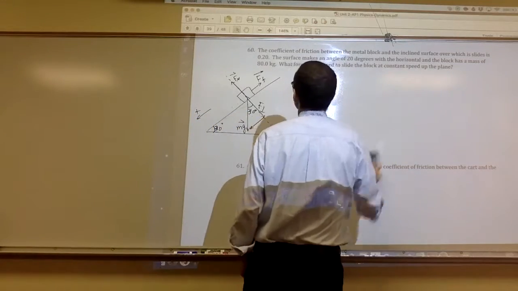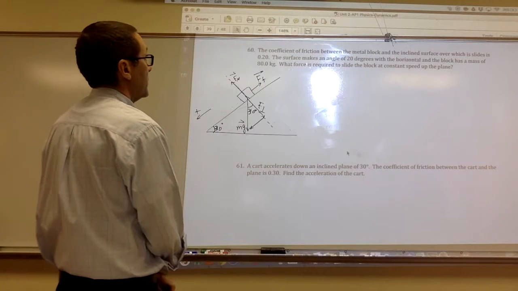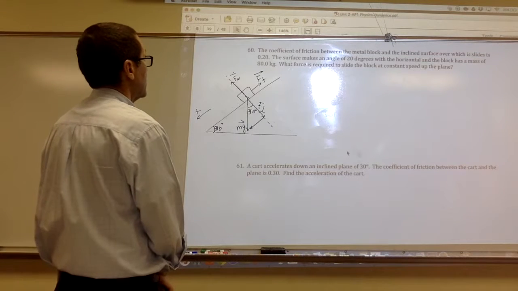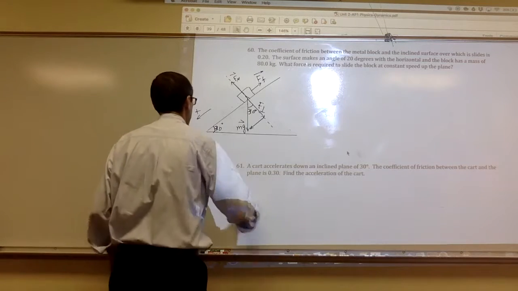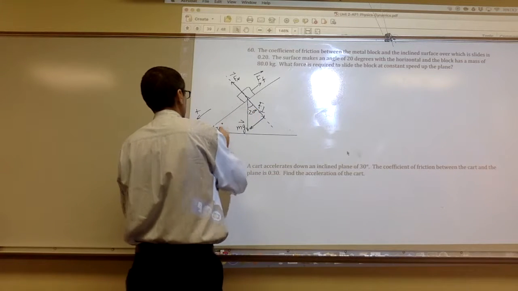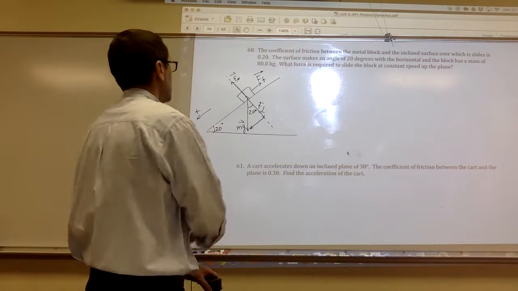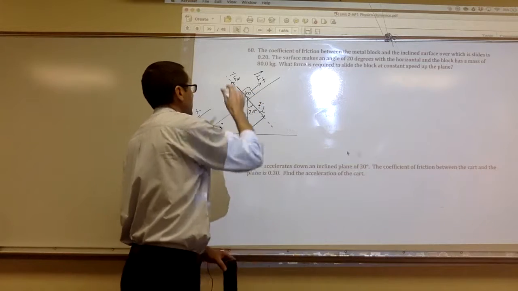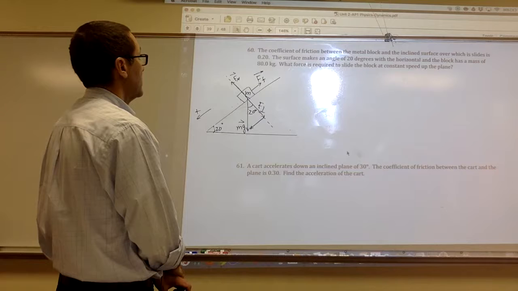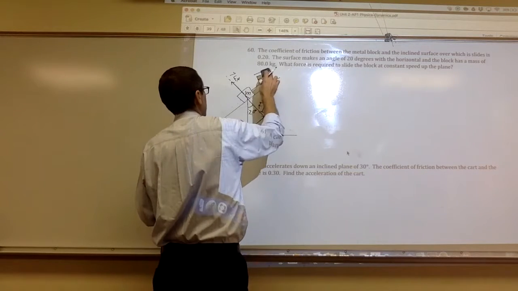Okay, we're looking at number 60. The coefficient of friction between the metal block and the inclined surface over which it slides is 0.2. The surface makes an angle of 20 degrees with the horizontal, so I'll change this to 20. And the block has a mass of 80 kilograms. So for now, just call it M, and we can plug in the number 80 kilograms later if we need it. What force is required to slide the block at a constant speed up the plane? So now up is positive.